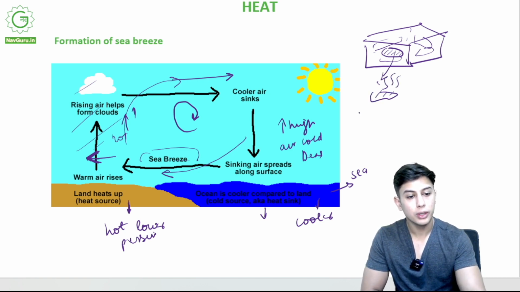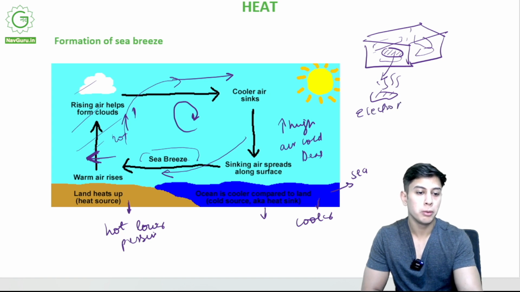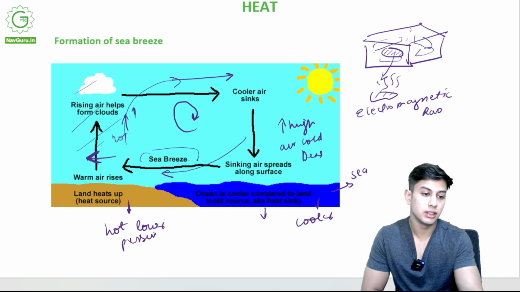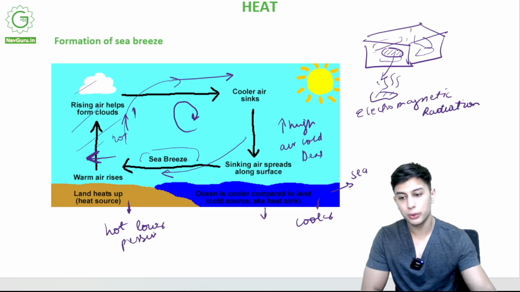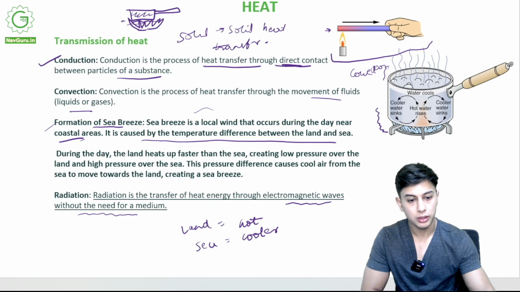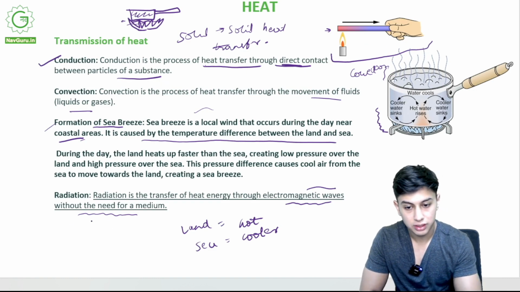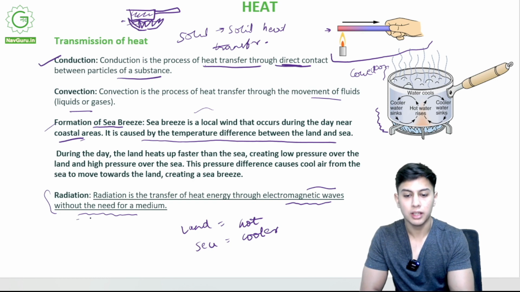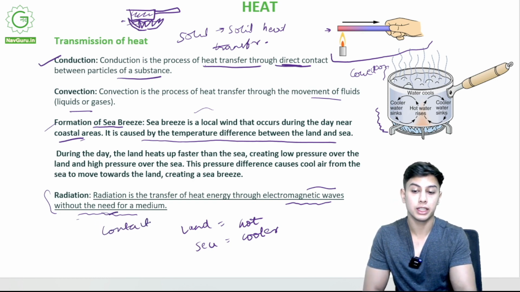How? Due to electromagnetic radiation. This radiation is what causes it to heat up, okay. Electromagnetic waves. This is called radiation. We do not need a medium, we do not need contact for radiation to travel.